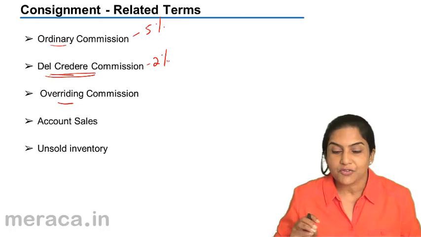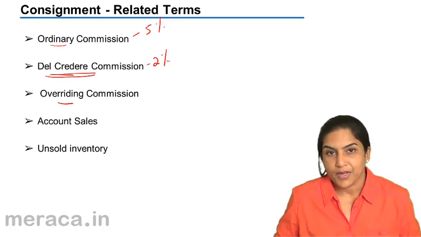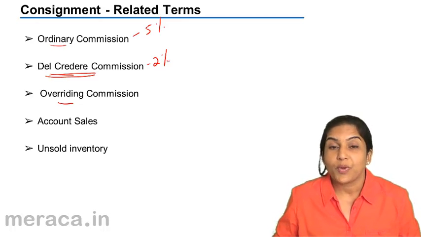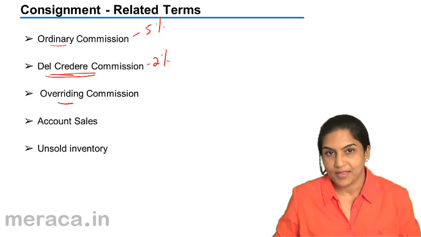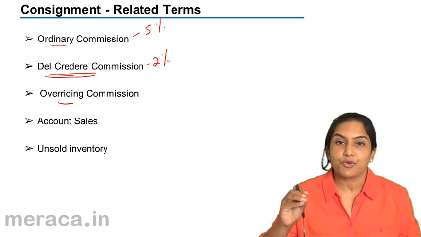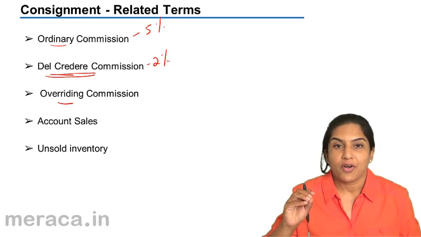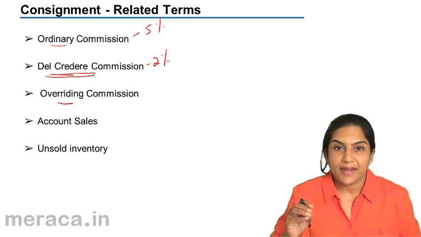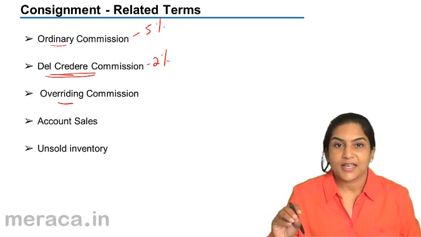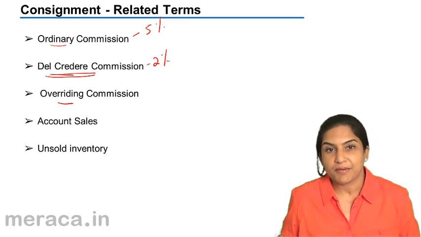What is the implication of a del credere commission? As a result of the del credere commission, any bad debt losses will have to be borne by the consignee. So the consignee would be responsible for the credit sales and any losses which arise as a result of the credit sale. For bearing this risk, the consignee gets an additional commission called del credere commission.